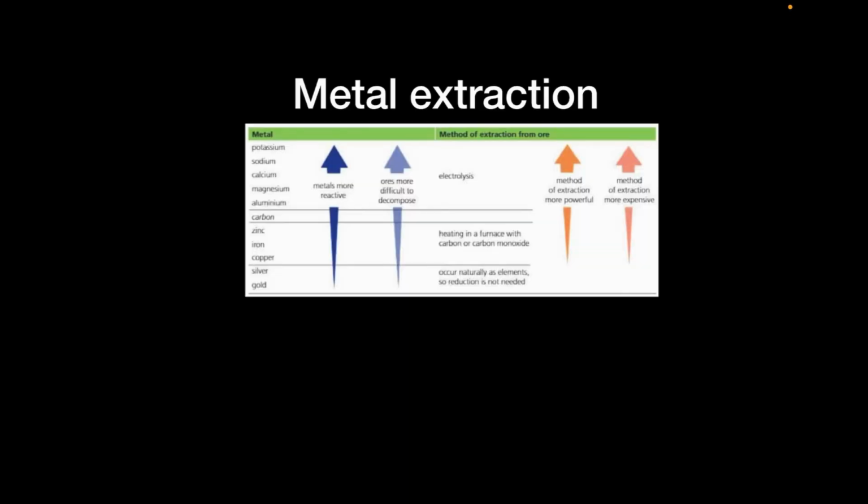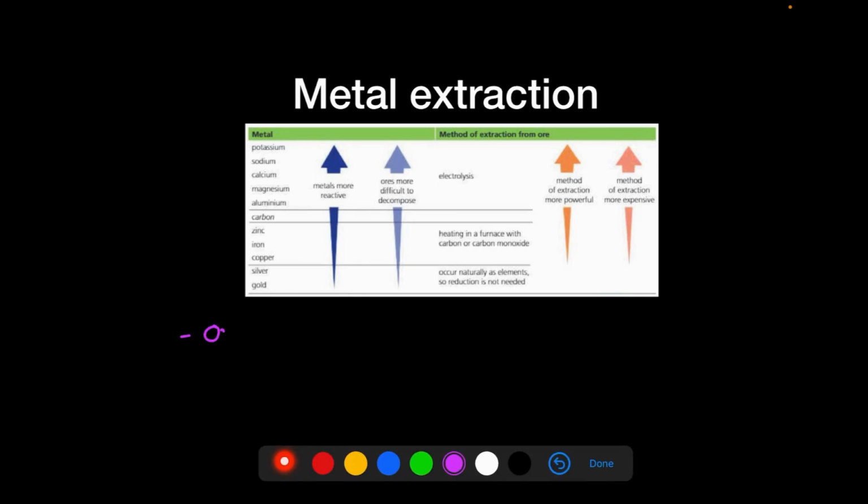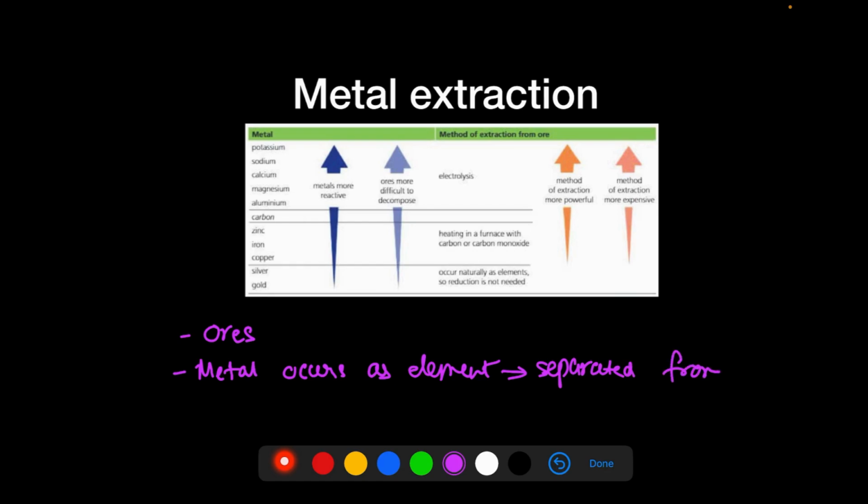Now we move on to metal extraction. When we talk metal extraction, we talk ores. Ores are rocks from which one obtains metals. When a metal occurs as an element, it is separated from impurities. And when a metal occurs as a compound, reduction is required.